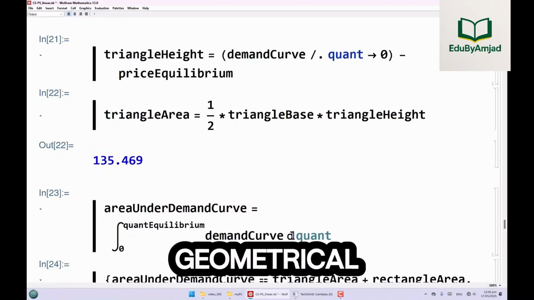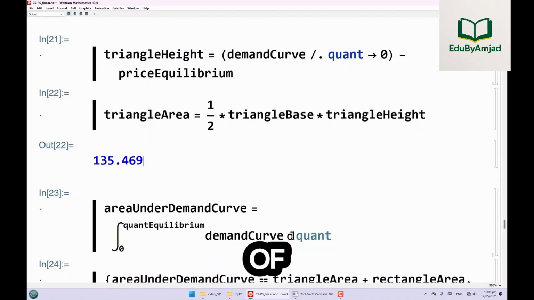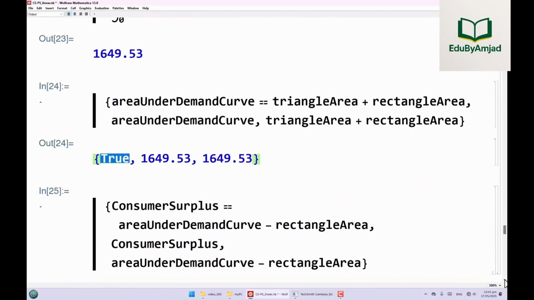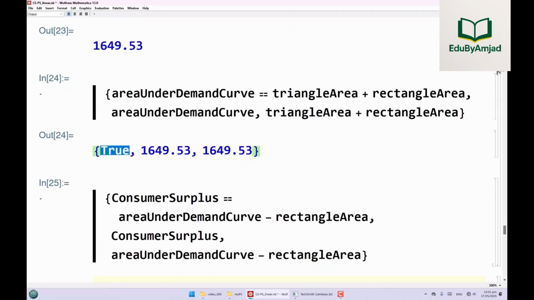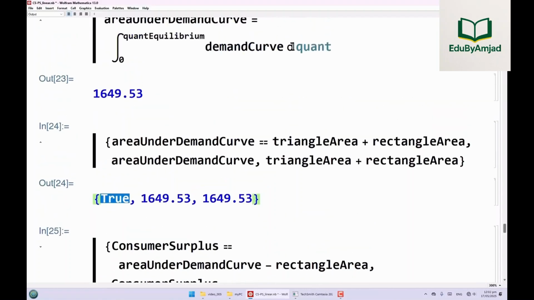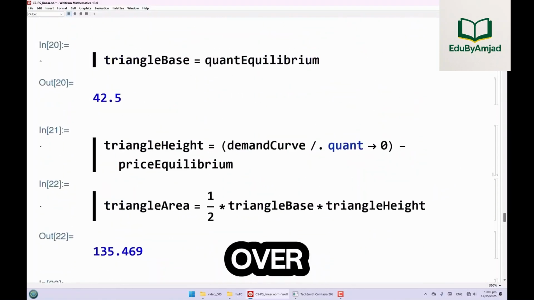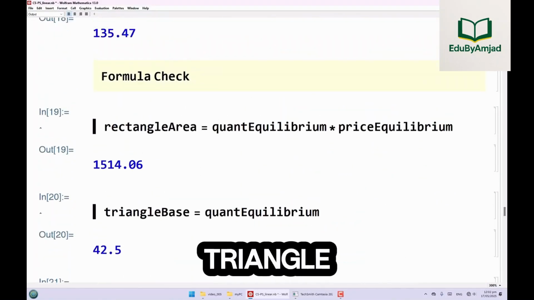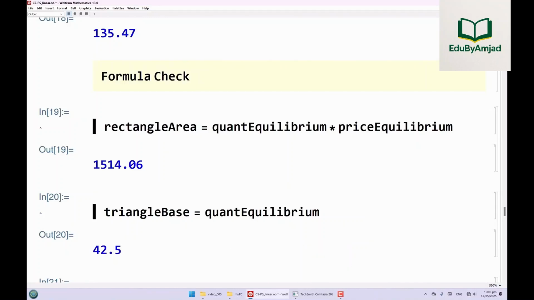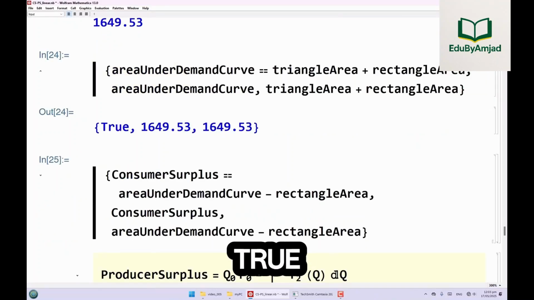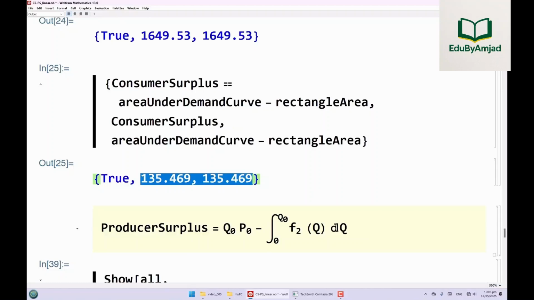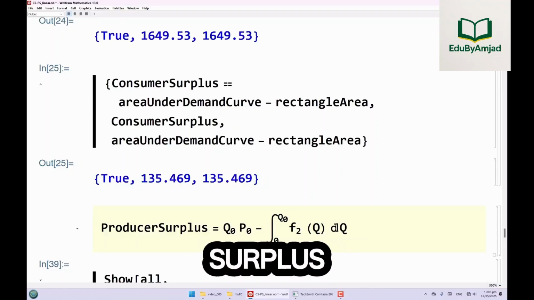This double check by geometrical shapes is not available in the case of nonlinear curves, as we'll see in the next video. The area under the curve, calculated by integration of the demand curve over the desired part, is equal to the triangle area plus the rectangle area, which Mathematica tells is true. So the consumer surplus is equal to the area under the curve minus the area of the rectangle, which again is true.